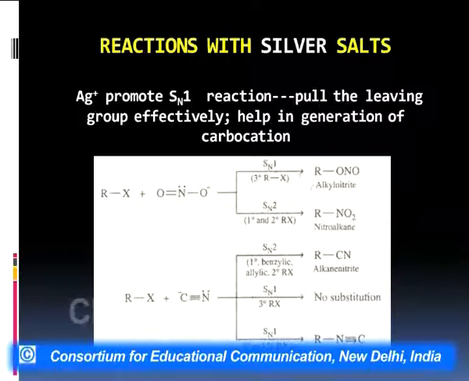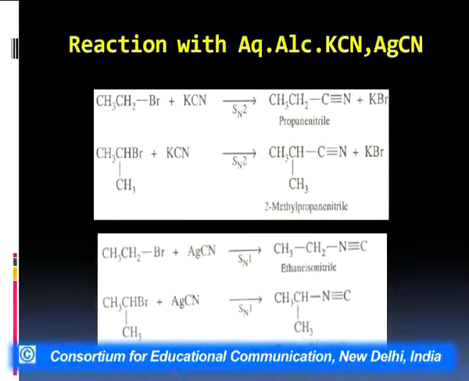Tertiary alkyl halides do not undergo substitution here. They will undergo elimination in this case, whereas if we do the reaction with a primary or a secondary alkyl halide, which is stabilized by other groups, then in that case we will get isocyanides.